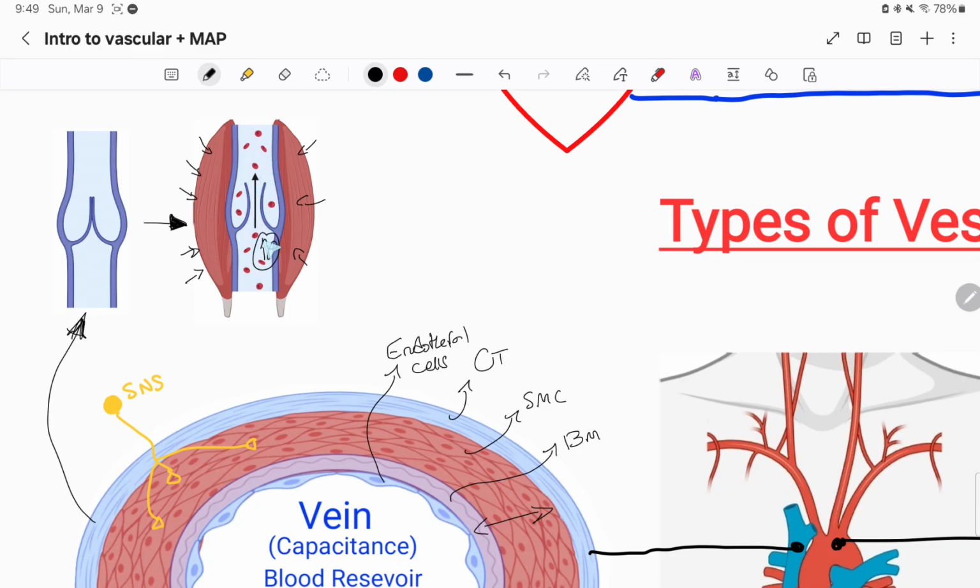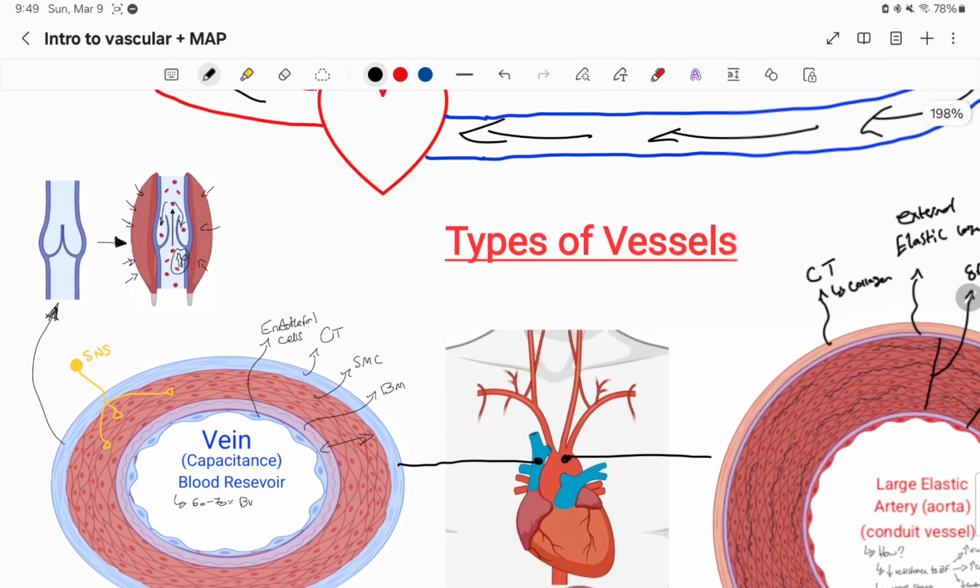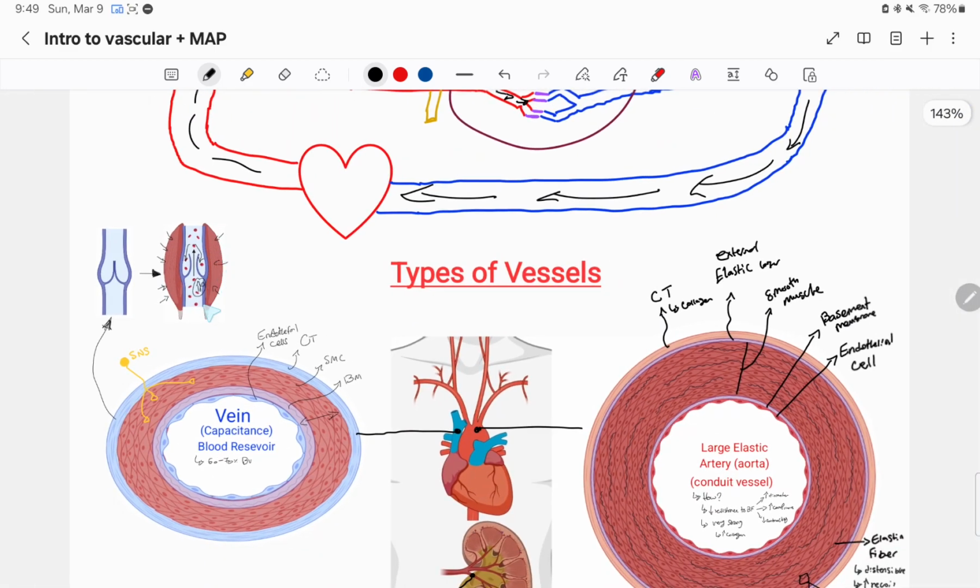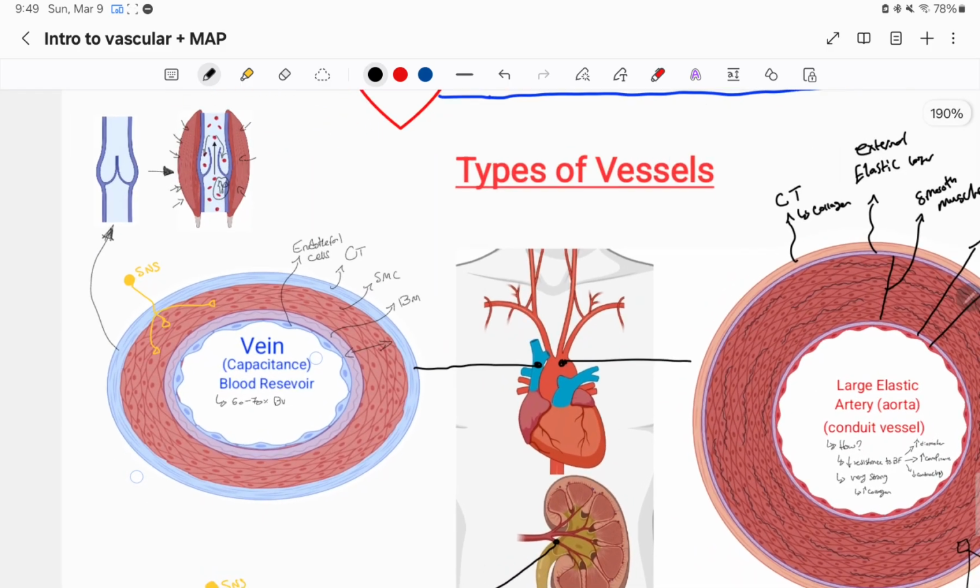Okay? So pressure in here increases. We open up the one-way valves. Blood moves up. Some of it will pull back down here. Close these valves again until the muscle moves again. Okay? That's one of the ways in which blood is actually moving through the veins. There are other ways, but we'll talk about them in a different video.